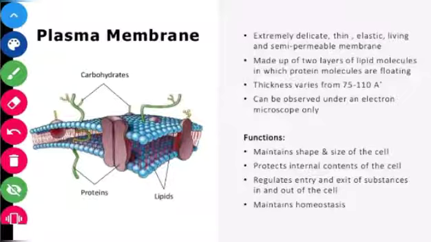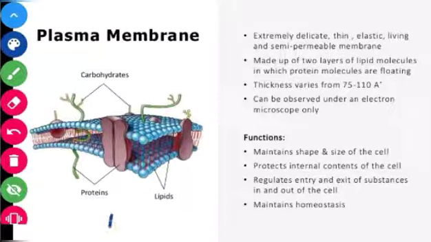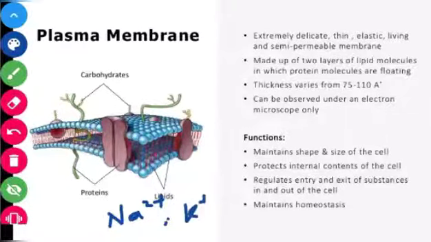This is the second function: it regulates the entry and exit of substances in and out of the cell. As I told you, some of the molecules that are helpful for the cell will enter here, and if they are not useful then they are thrown out using lipid molecules, or else using this protein they just go out. For example, some of the molecules are sodium and potassium. These are very helpful molecules for every cell.